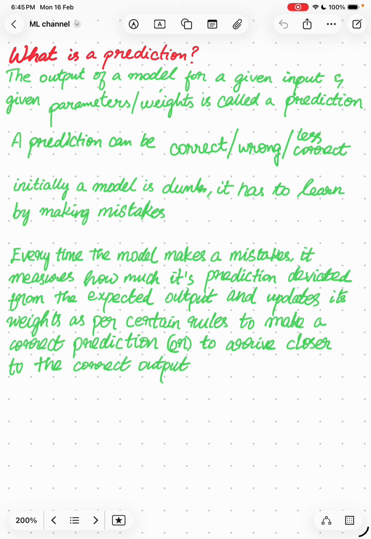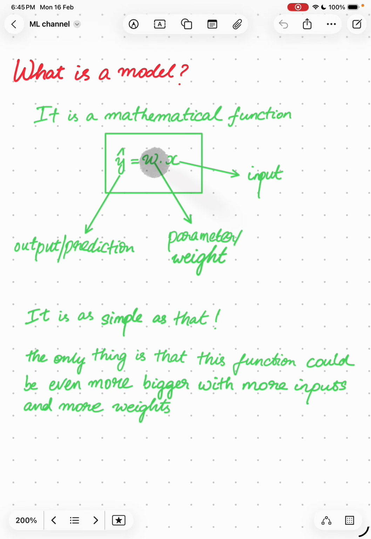Whenever you create a model, that model is very dumb. It will learn automatically by making mistakes. We will gradually look into the learning process of a model in the upcoming lectures, but this is what it is. Initially, a model is very dumb. It will learn by making a lot of mistakes. As it makes mistakes, it will try to alter its weight so that it can arrive at a prediction that is very close to the expected value.